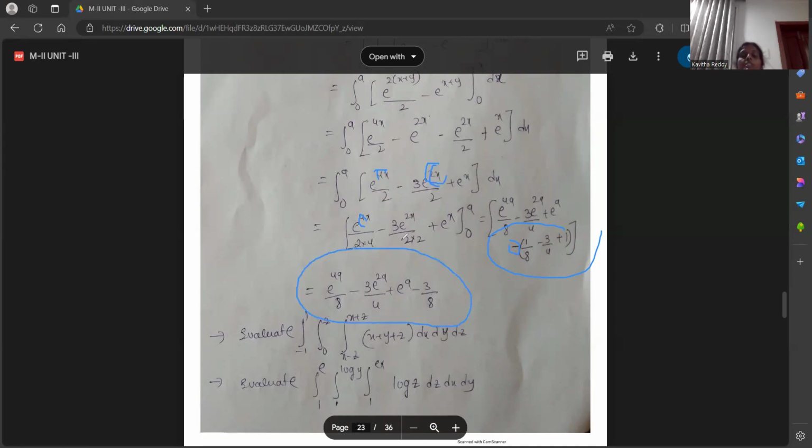So this is how to solve the integration. A triple integral is not about numerical values; variables are there. How to solve the triple integral? Here some more problems are there.